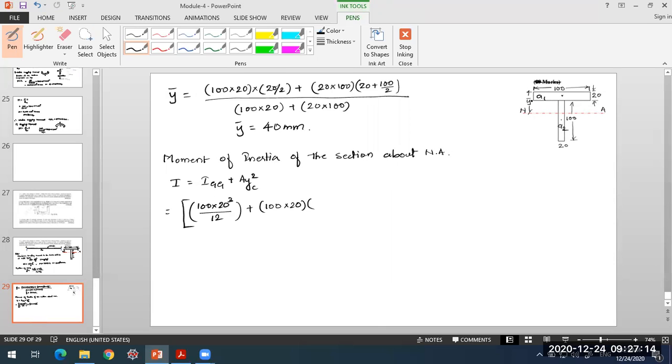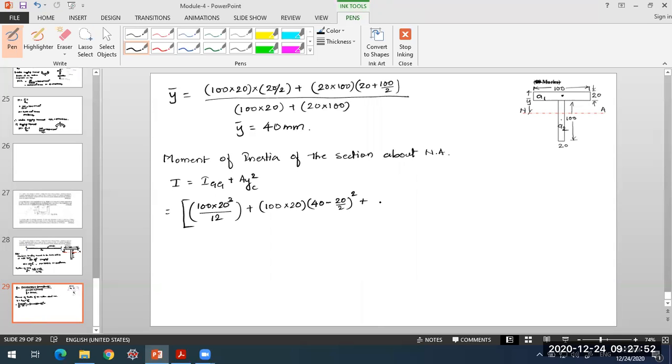Okay, so if I deduct this 20 by 2 from my y bar, I'll be getting Y_C for the first area. So that will be 40 minus 20 by 2, square of this. Okay, this is the Y_C for the A1. For A1, the centroid is at a distance of 20 by 2 from the top of the flange. So if I find the difference between y bar and this 20 by 2, that itself will be the Y_C term. Okay, the distance between the axis about which you are determining the moment of inertia and the centroid of the area.